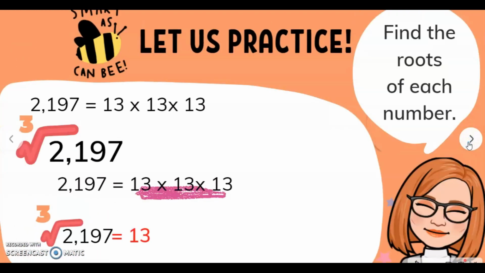Next, we have 2197. Obviously, we are asked to get the cube root. So the cube root of 2197 is 13.